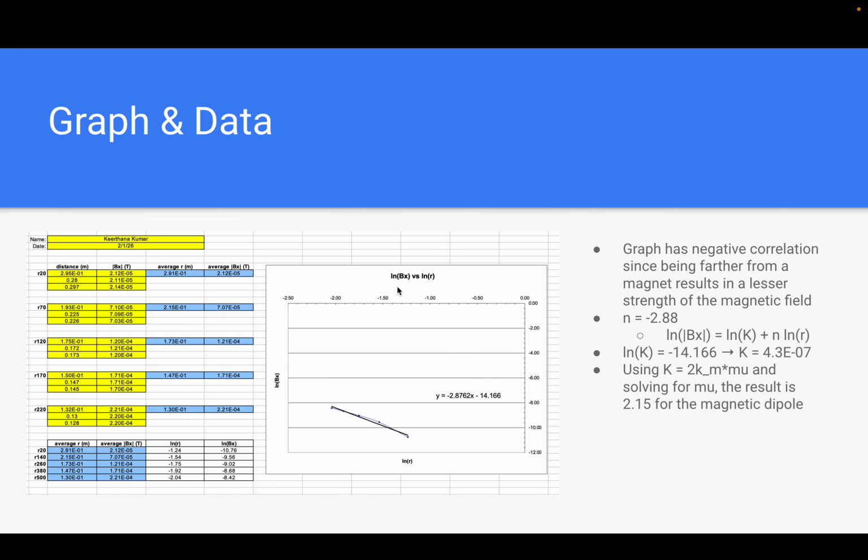And as we can see, with the magnetic field versus the distance as a linear version, the graph has an overall negative correlation, since being farther from a magnet results in a lesser strength of the magnetic field. And then based on the equation, n is equal to negative 2.8. And when solving for mu using this equation, we receive 2.15 as the magnetic dipole moment value.